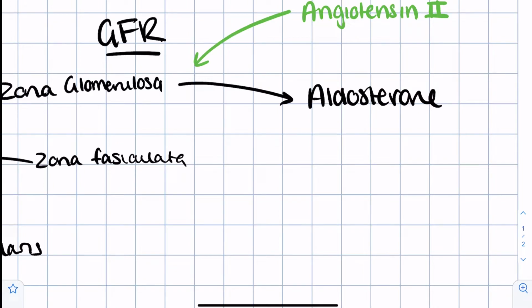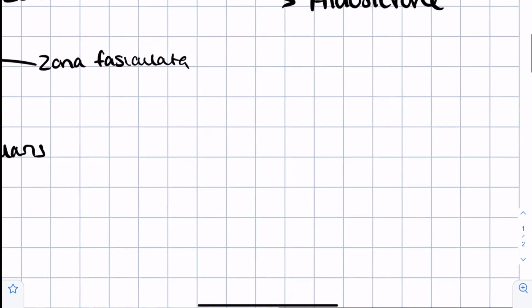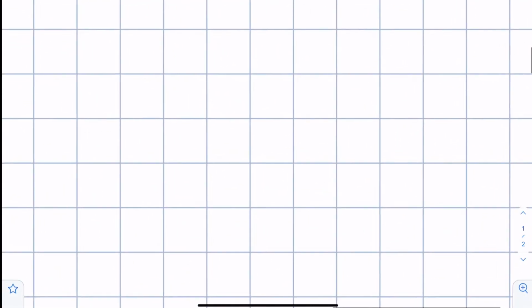Like I said, it's the renin angiotensin system, which can be explored at a later date. So angiotensin, when it's secreted, promotes the formation of aldosterone. And what does aldosterone do? In order to really understand that, we need to have a look in a bit more detail as to its effects on the kidneys primarily.